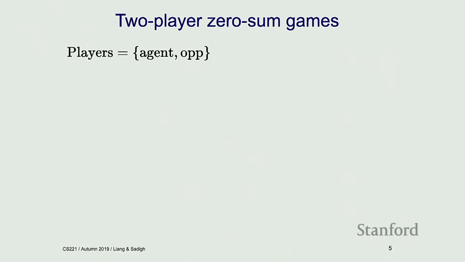And what zero-sum means is if I'm winning and I'm getting like $10 from winning, then my opponent is losing $10. So the total utility is going to be equal to 0. If I win some amount, my opponent is losing the same amount.